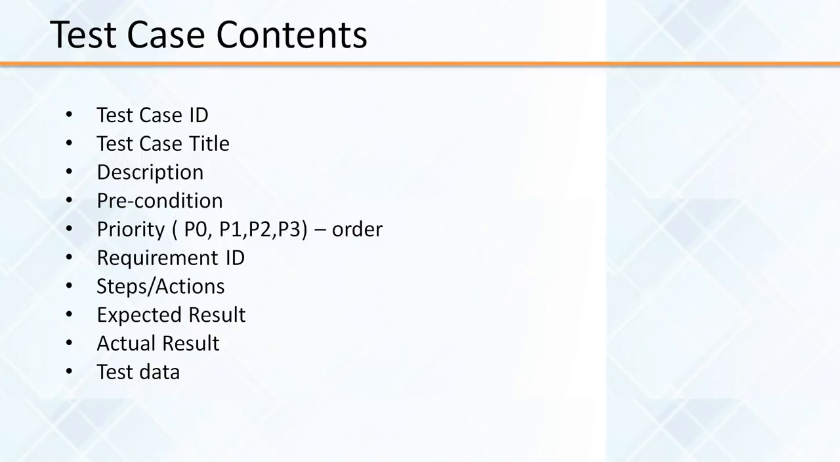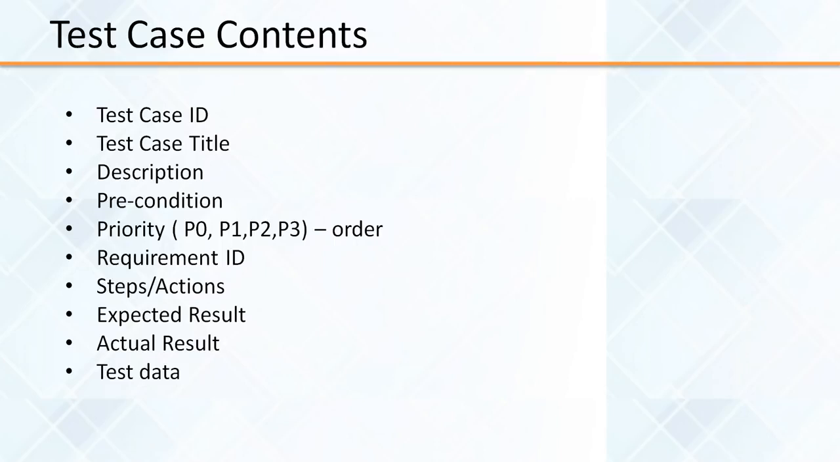Requirement ID also should be there, because we need to map the requirement ID, and this test case is written for what requirement. That will be known by specifying the requirement ID in the test case document. And then test steps and actions. What are the steps we should perform on the application, or actions, step by step, 1, 2, 3, 4, like that. Every step we have to specify, and for every step what is the expected result, what is the response from the application.